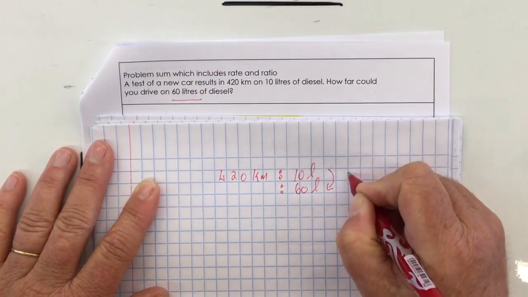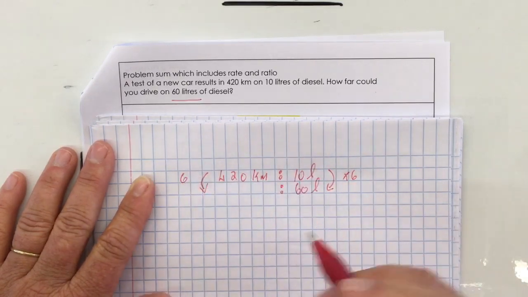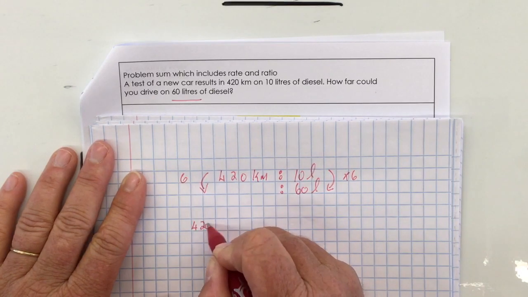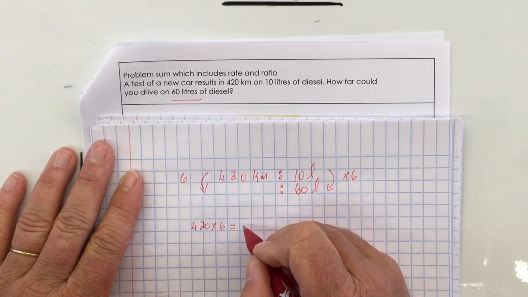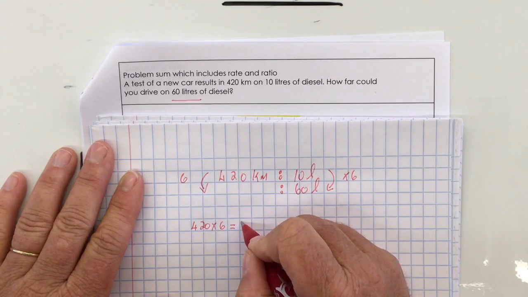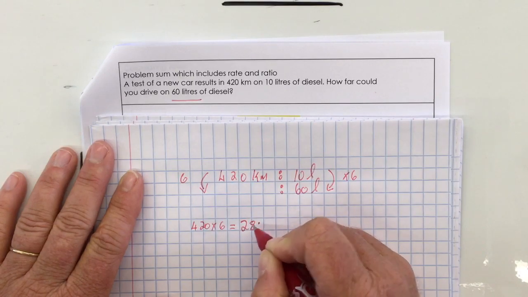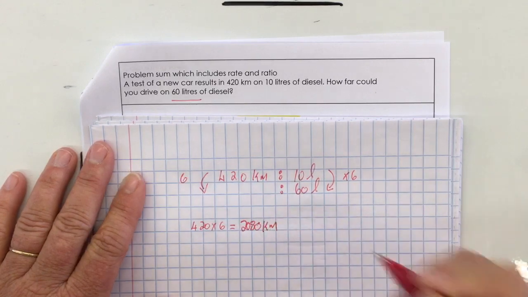From here, what did you do? I times by 6. What I do to the right, I do to the left. And my genius people, I've got 420 times 6. How much is it, please? What? 2080. Okay, I want to trust you, and the answer is kilometers.